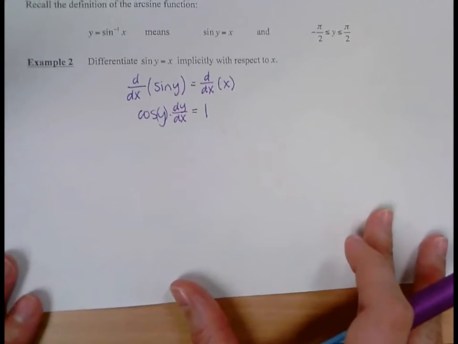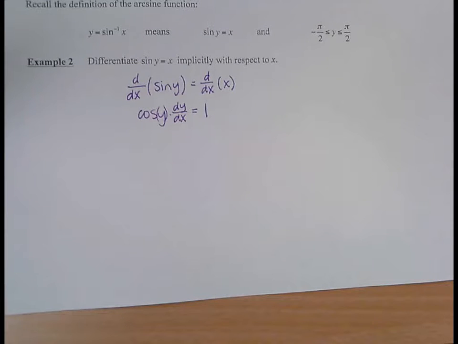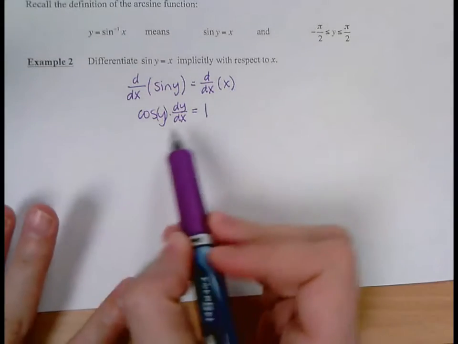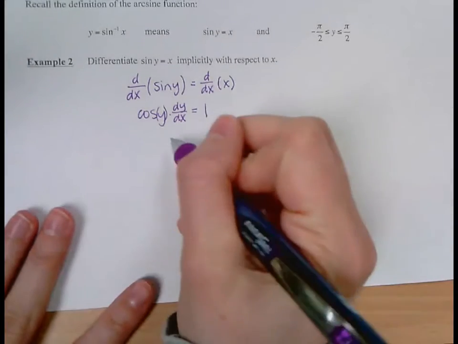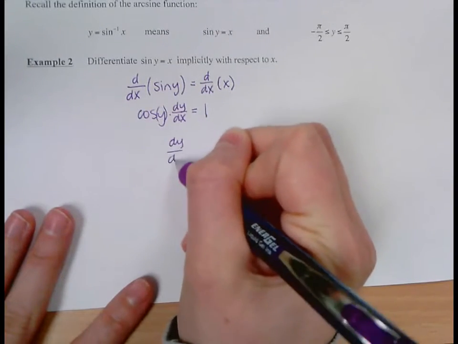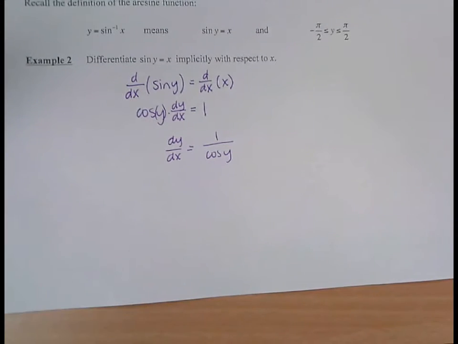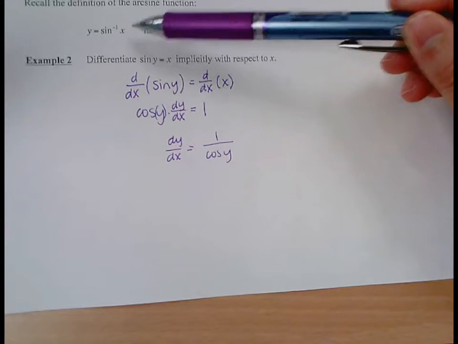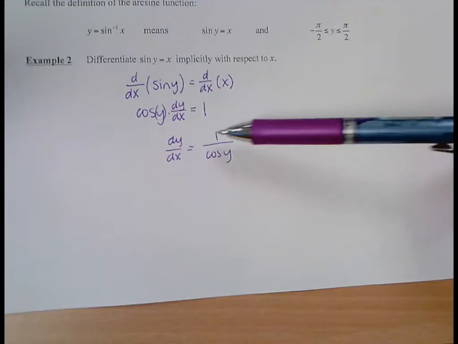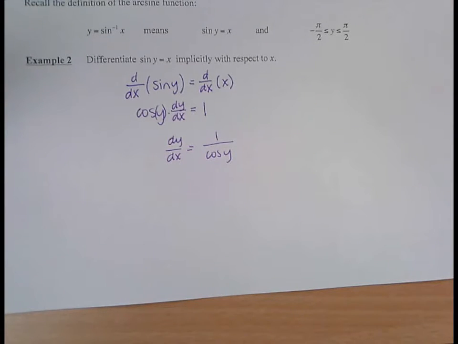Okay. All right. So then from here, we're trying to find the derivative. So we can solve for dy dx, divide each side by cosine of y. So dy dx equals 1 divided by cosine of y. Now, because we're really trying to find the derivative rule for inverse sine of x, we want this derivative to be in terms of x and not in terms of y. And we can get it in terms of x.